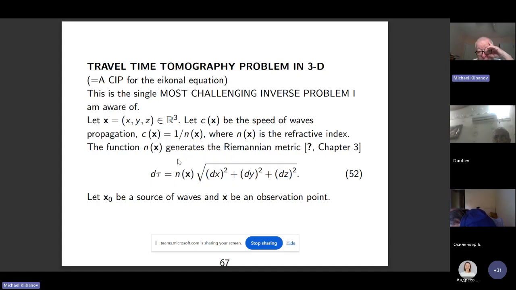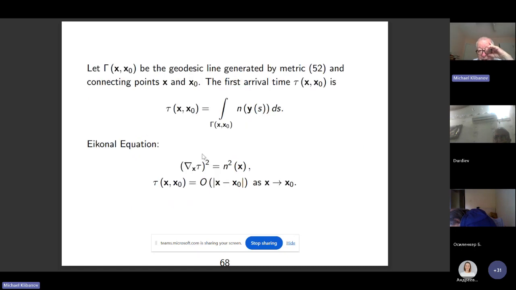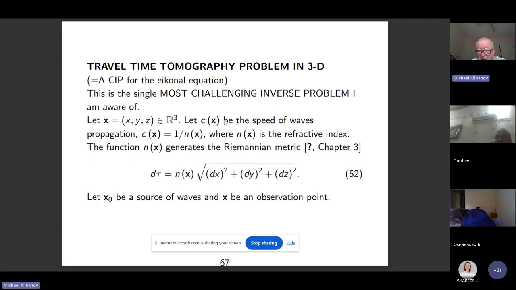So we consider Riemannian metric, n of x is the refractive index. Then tau, what tau is? You have a source of waves, x0, and x is the observation point. Then tau is travel time. How much time does your signal need to propagate from x0 to x, okay? And this is an integral over the geodesic line, which is generated by this Riemannian metric.